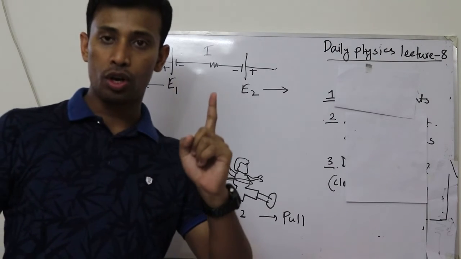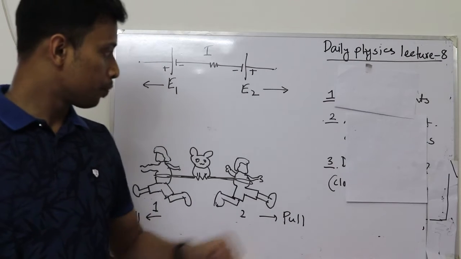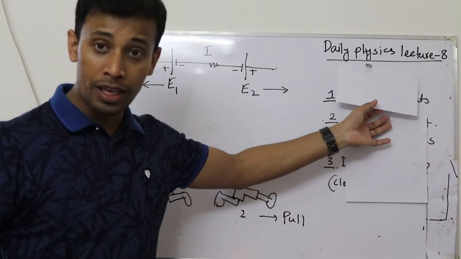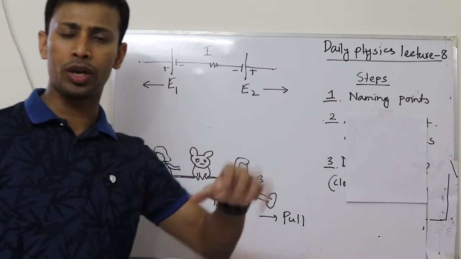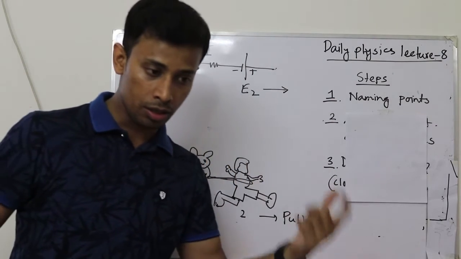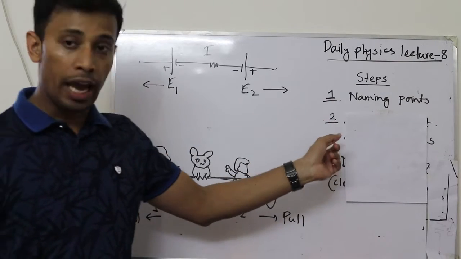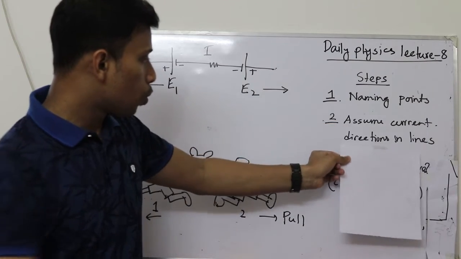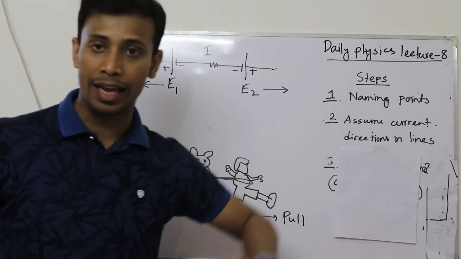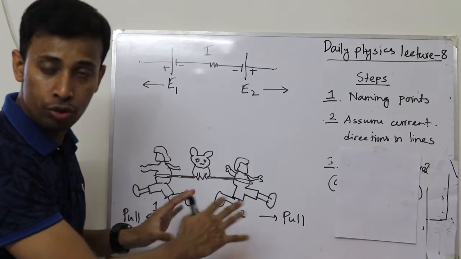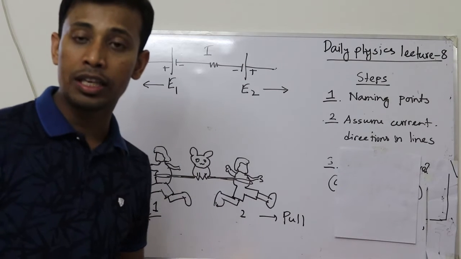So if we go for solving a circuit by Kirchhoff's law, there are several steps, and now these steps will be easier for you. Step number 1, you have to name different points. We have already discussed it in the junction, lines and loops section. And step 2, what we have to do: assume the direction of current, assume current directions in lines. This is very important. As I already told you, we do know the direction of EMFs, but we don't know the direction of current.